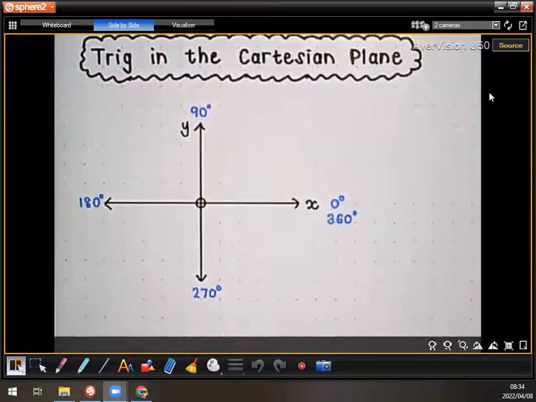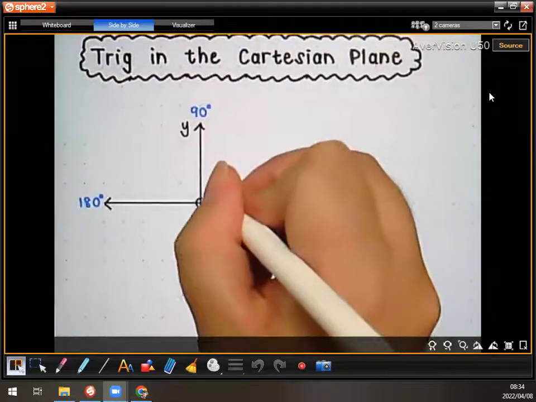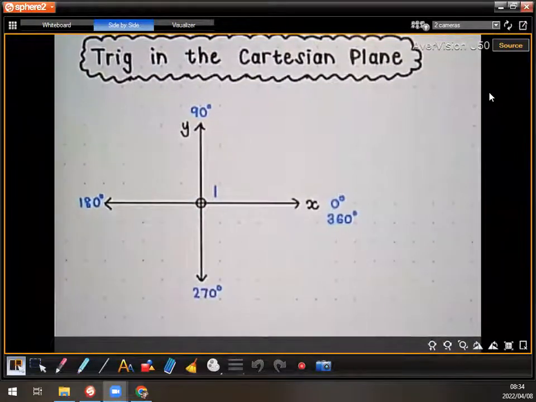Now guys, the Cartesian plane is split up into 4 quadrants. I'm not sure if that was mentioned to you last year. Maybe it was with the transformations and stuff. So this is the first quadrant. You can just put a 1 there.